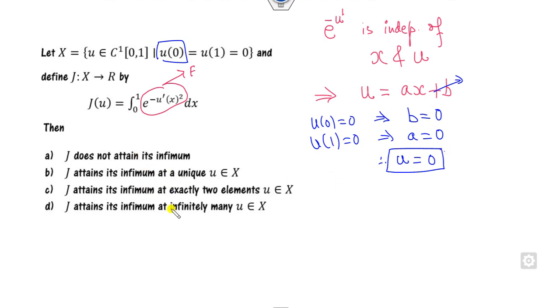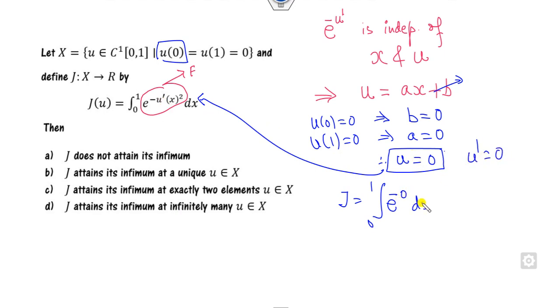Now you have to check whether it's a maximum or minimum. Substitute u here. So what is my J? u dash, that derivative, is 0. So it is 0. So what is the answer of this? 1. What is the 1? This is my maximum value. So it means this is my supremum value. So it means the supremum is attained.